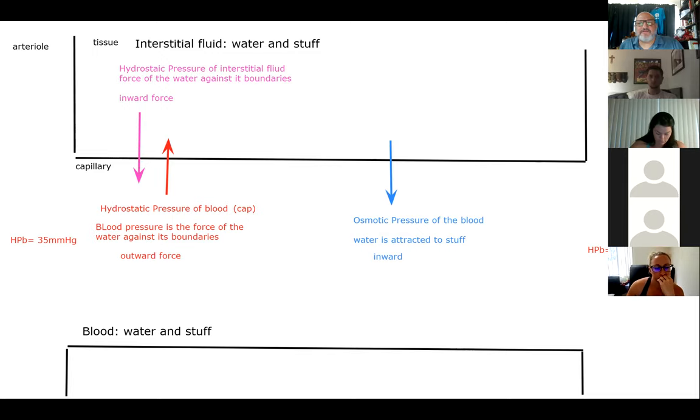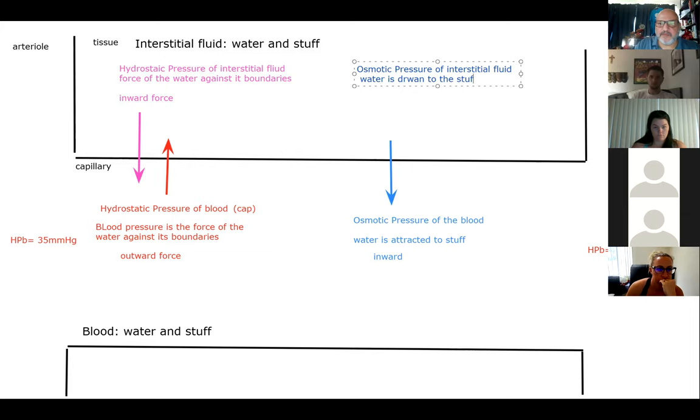And of course, there is going to be stuff in our interstitial fluid. So there is going to be an osmotic pressure of the interstitial fluid. And with that osmotic pressure in the interstitial fluid, it is going to draw water towards it. Water is drawn to the stuff. And if water is being drawn to the stuff in this case, is that going to be an inward or an outward force in relation to the capillary? Outward. Outward force. Excellent. So let's draw that. Perfect. So there you go.